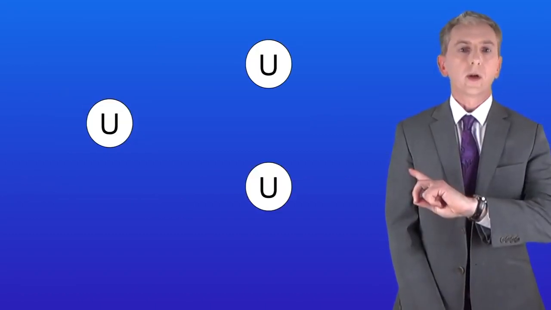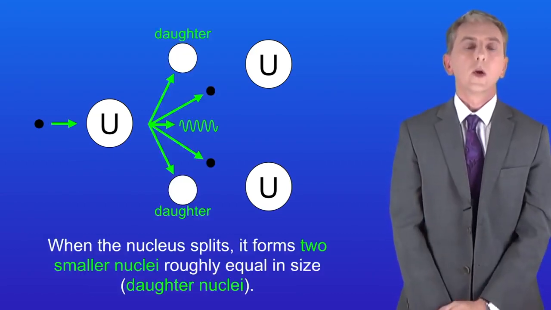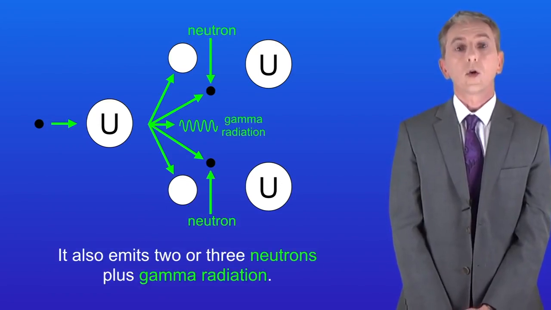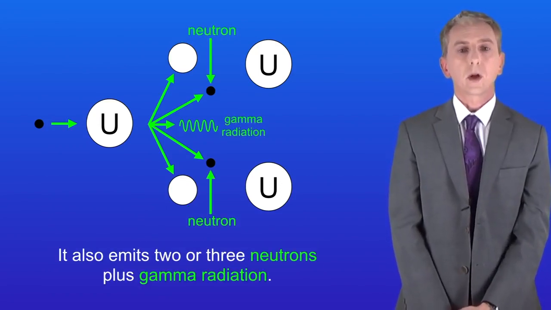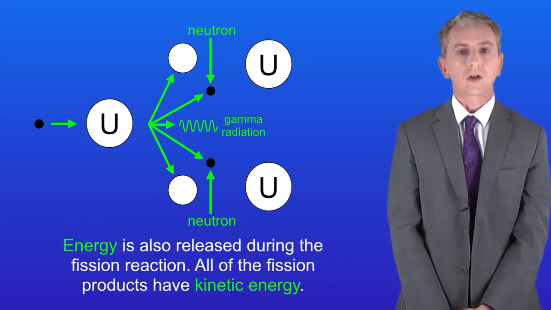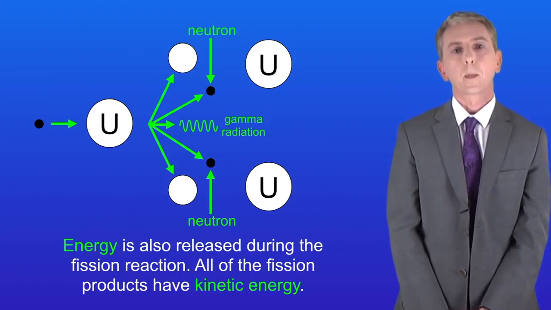So, here I'm showing you a number of uranium nuclei. When a uranium nucleus absorbs a neutron, this triggers the nucleus to undergo fission, in other words split, like this. When the nucleus splits, it forms two smaller nuclei, roughly equal in size. Scientists call these the daughter nuclei. It also emits 2 or 3 neutrons plus gamma radiation. Energy is also released during the fission reaction. For example, all of the fission products have got kinetic energy.